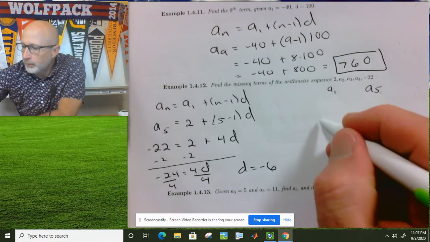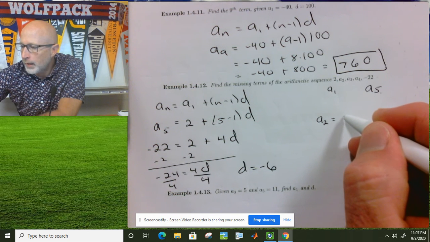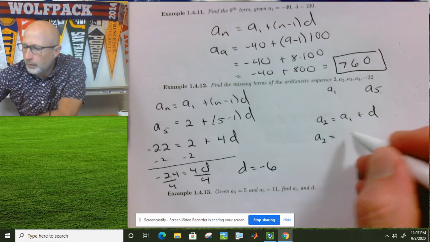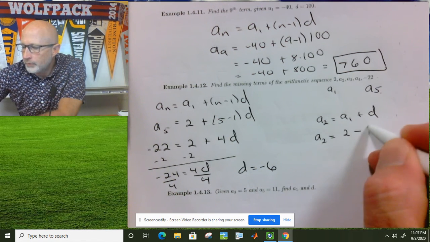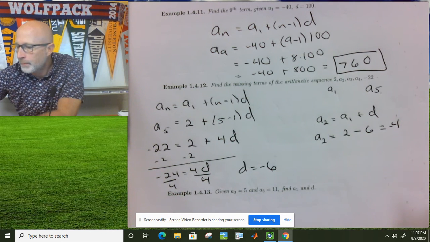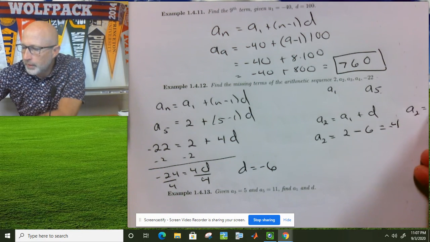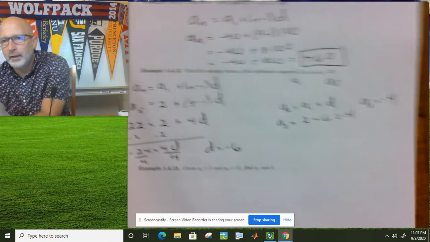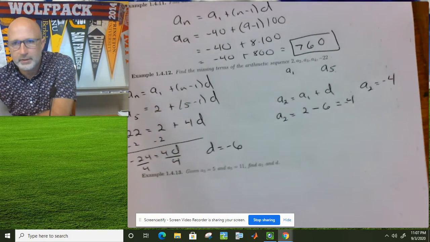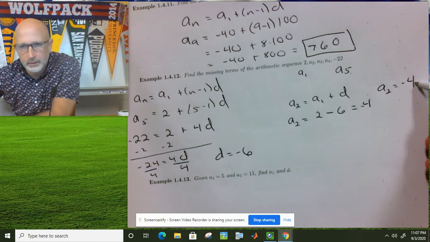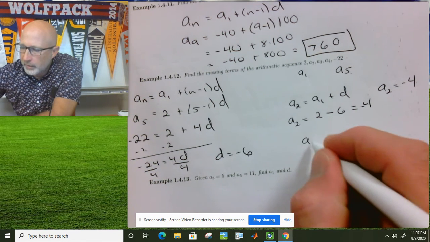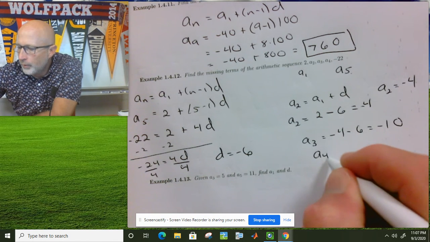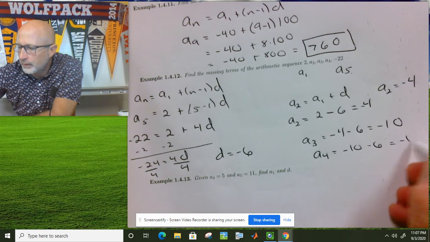So a2 is going to be equal to a1 plus the common difference. So a2 is equal to a1, which is 2, plus the common difference, which is negative 6. So this gives me negative 4. So a of 2 is equal to negative 4. Now, hopefully you can see I'm just going down by 6 each time. So now I'm just going to subtract 6 from this to get a3. So a3 is equal to negative 4 minus 6, which is equal to negative 10. And then a4 is equal to negative 10 minus 6, which is equal to negative 16.